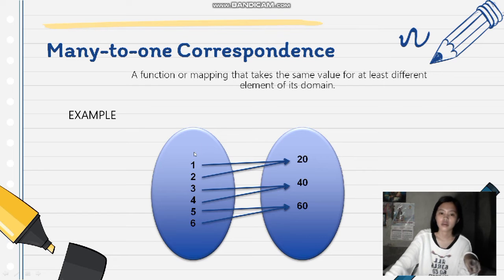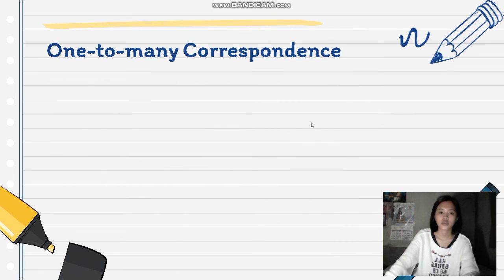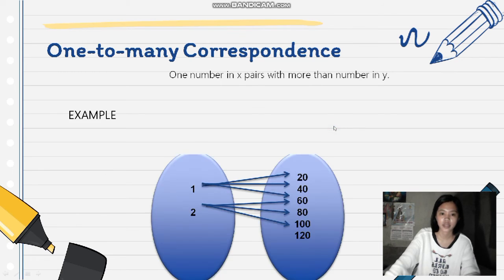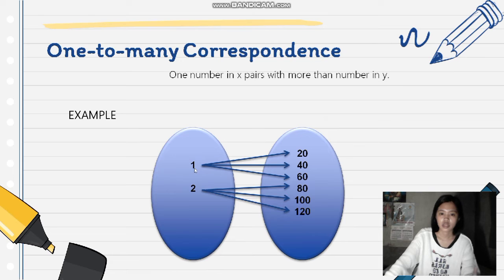Kumbaga, yung x, pwedeng magkakapareho ng y. Ganun. Next, we have one-to-many correspondence. One number in x pairs with more than one number in y. Example natin ay ito. Yung x natin, pwedeng maraming y. Yun, one-to-many from the word itself. Isa hanggang sa marami.